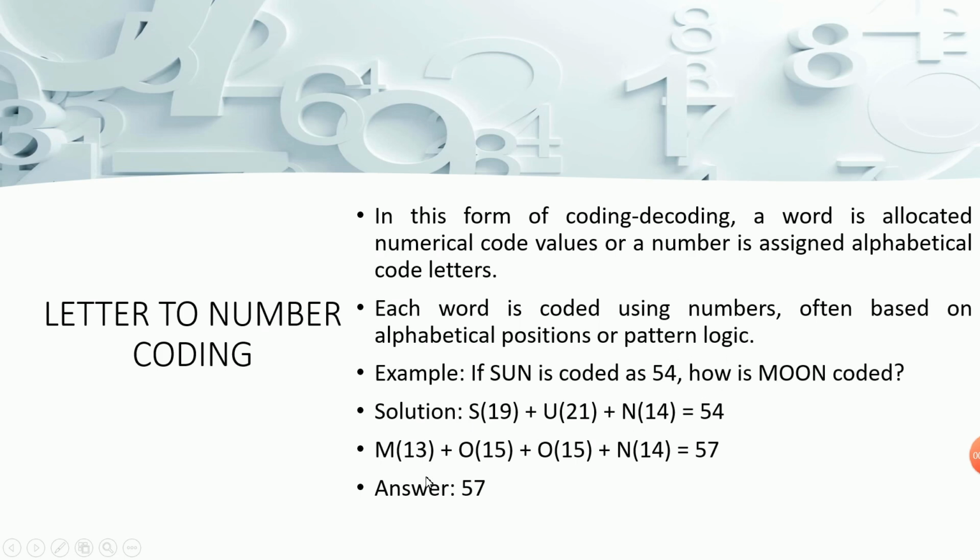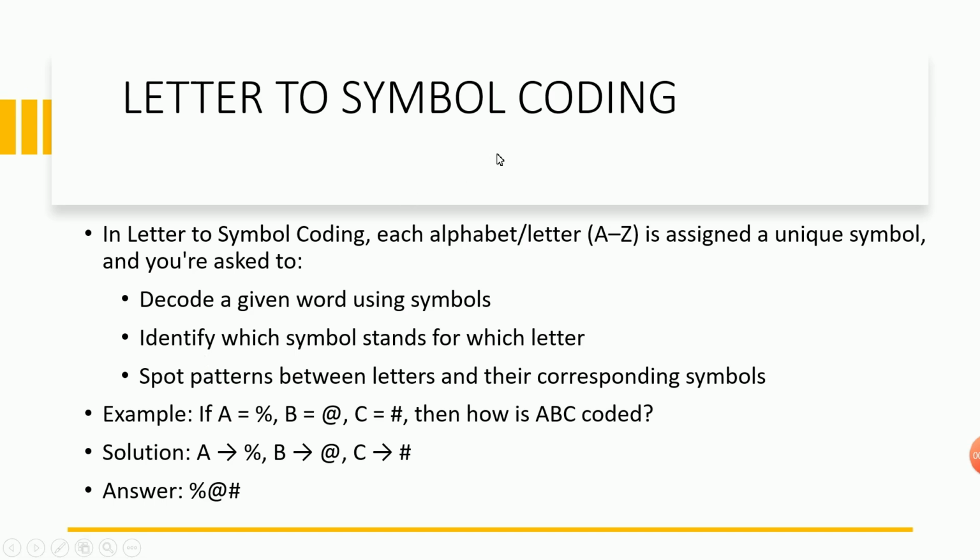Likewise, moon has to be added. So that is M is 13, O is 15, again O is 15, N is 14. So 30 and then remaining adding 57. So answer is 57. So next, letter to symbol coding.